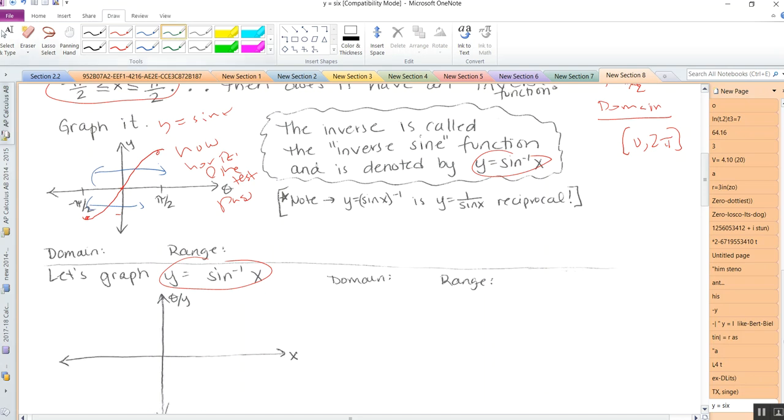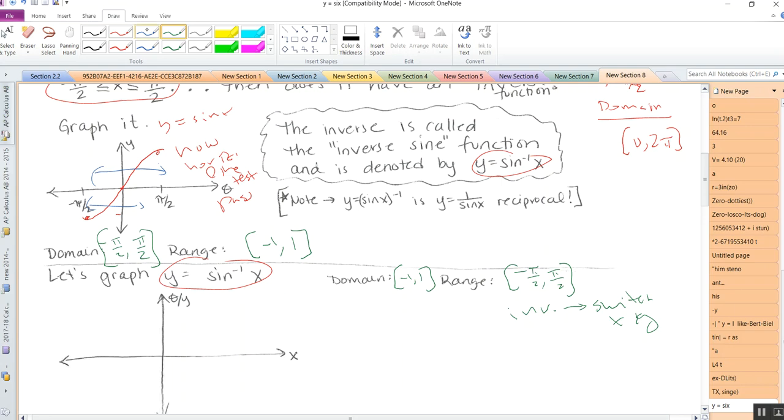Now, let's say the domain, again, is from negative pi over 2 to pi over 2, this is in interval notation. The range, of course, those are the y values, runs from negative 1 to 1. So we do the inverse, remember, switch x and y. So you're going from negative 1 to 1 for the domain and negative pi over 2 to pi over 2 for your range.